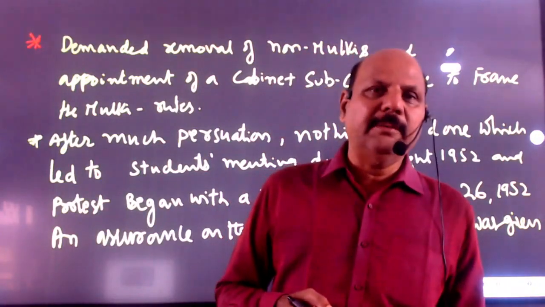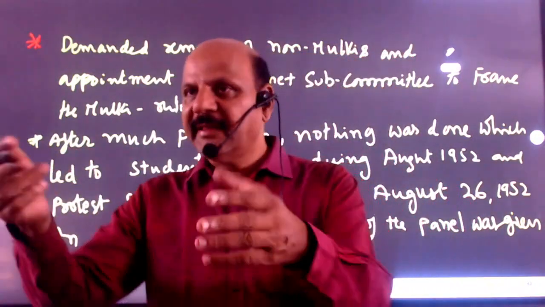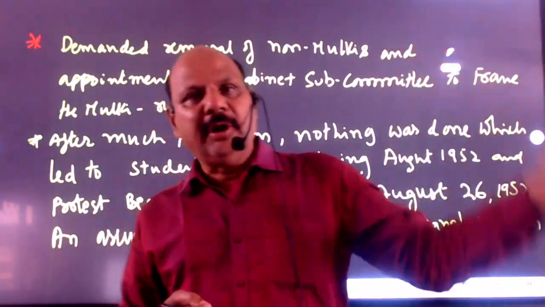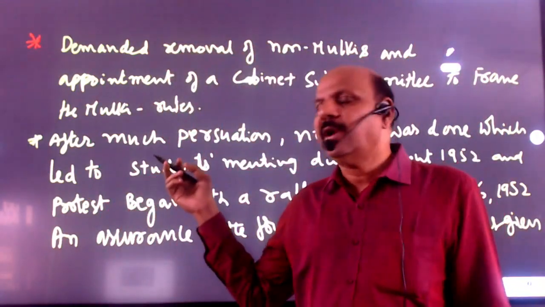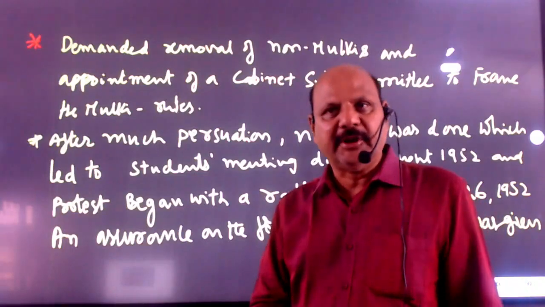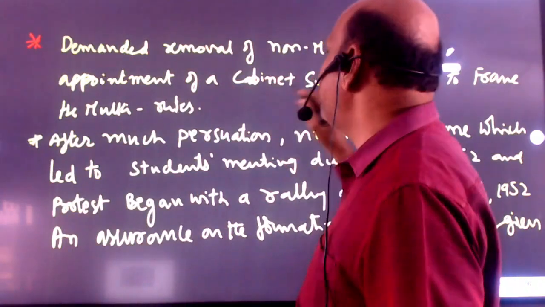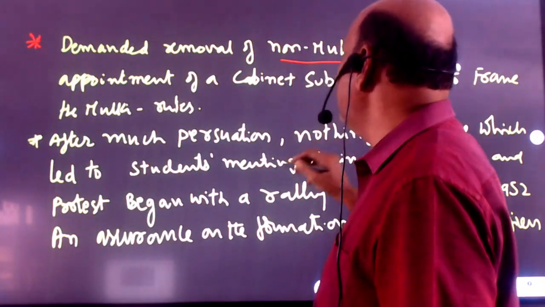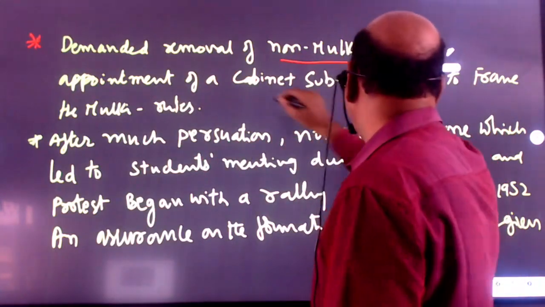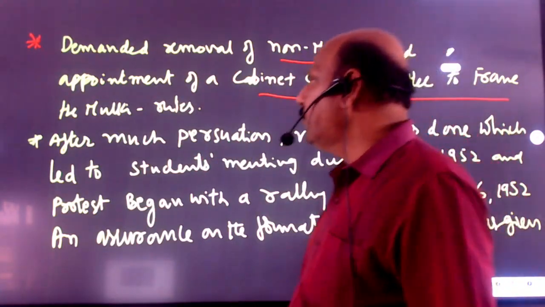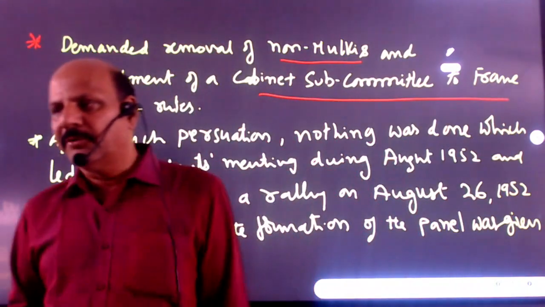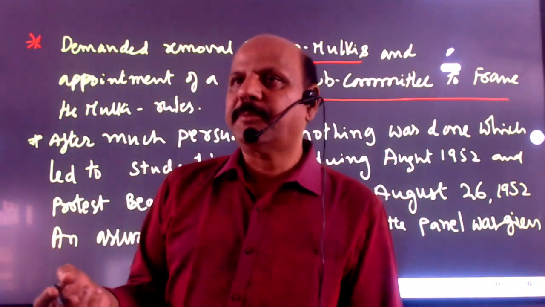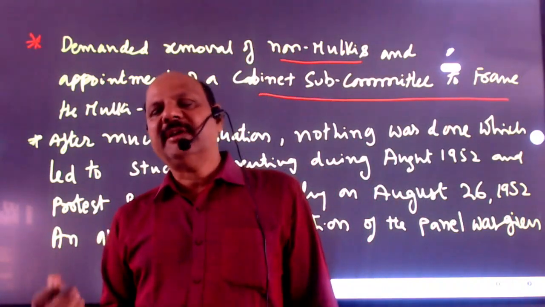In 1919 he had framed the Mulki rules. In 1933 again there was some demand, and he tried to look at it. Even a monarch could do it. Why is the democratic government not doing it? The simple question. So the JAC passed 2 important demands: one is the removal of non-Mulkis, and then the appointment of a cabinet subcommittee to frame the Mulki rules, so that in subsequent government recruitment the Mulkis will get justice.